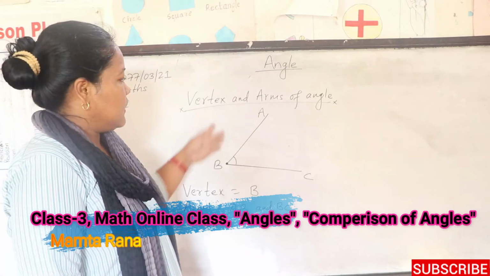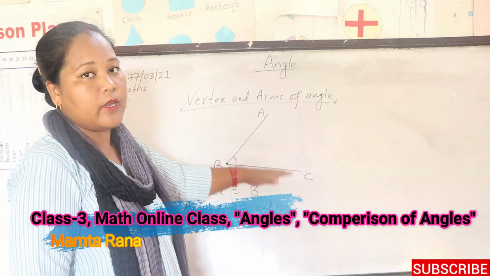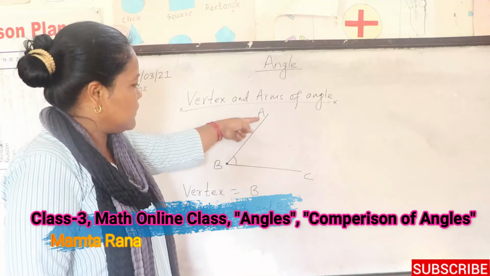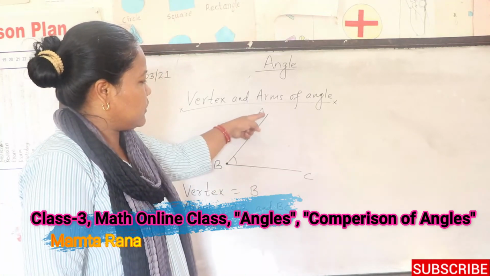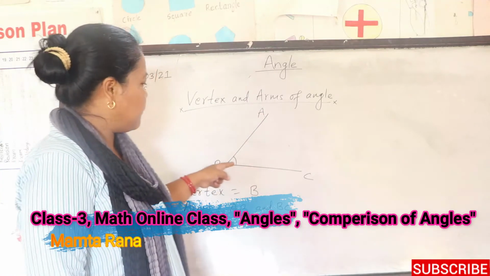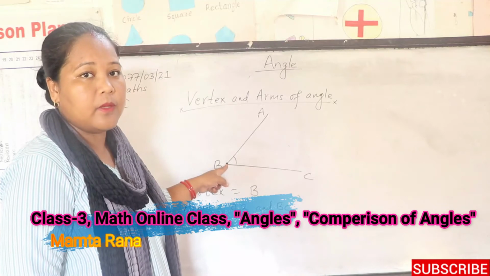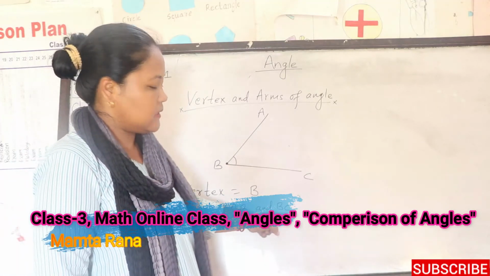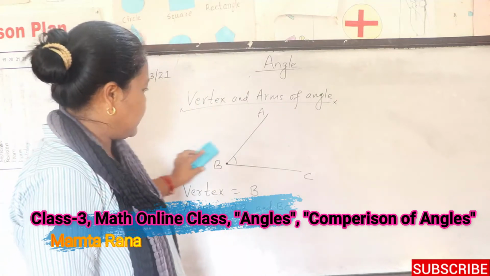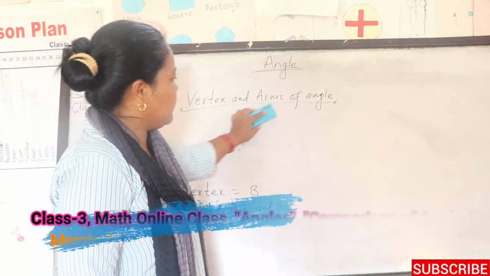And the arms. Arms means those line segments which we need to make an angle. With the help of these two line segments AB and BC, we form the angle here at point B. So AB and BC are the arms of the angle. Understood, students?